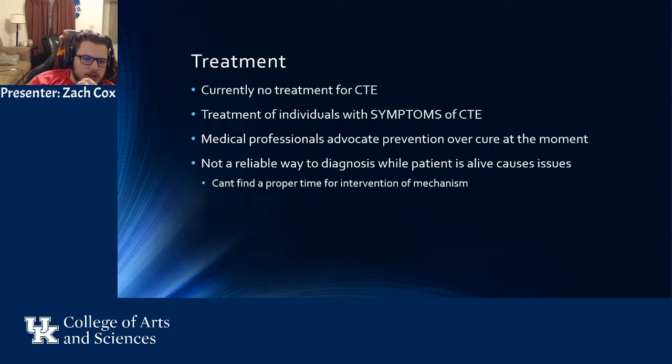So, some treatment and research. There's currently no treatment for CTE because it's one of those things where it's really hard to stop once it gets started. So a lot of the treatment is for the symptoms of CTE, so the dementia and the depression. A lot of times they use SSRIs. Another thing as well is some of them develop motor neuron diseases, and then they'll use specific drugs to alleviate the tremors and other symptoms that come with it.